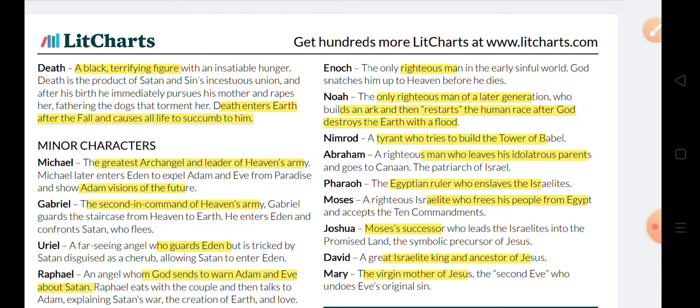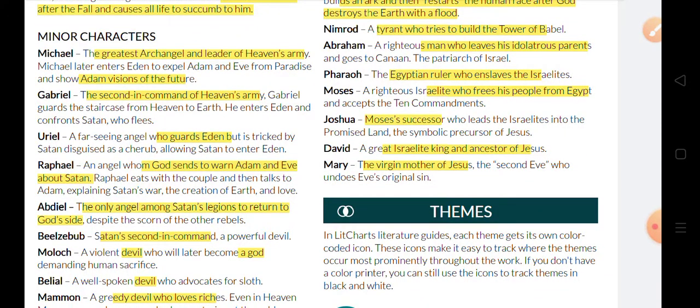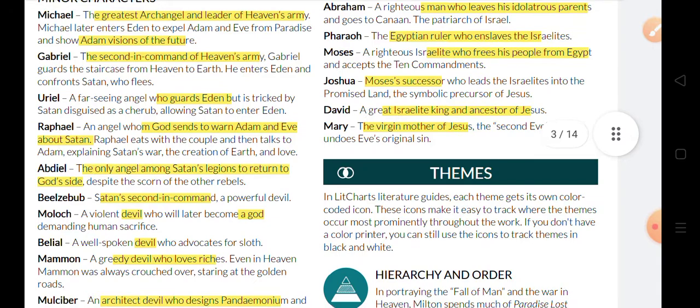And Abraham, a man, not an angel, a prophet in the Islamic faith, a man who leaves his adulterous parents and chooses Islam. And Pharaoh, the Egyptian ruler who enslaves the Israelites. Moses, a rightful prophet, from the Israelites, who flees with his people from Egypt. And Joshua, Moses' successor. David, the greatest Israeli king. You might have heard about King David, a prophet in Islam. And Mary, Maryam, the Virgin Mother of Jesus.